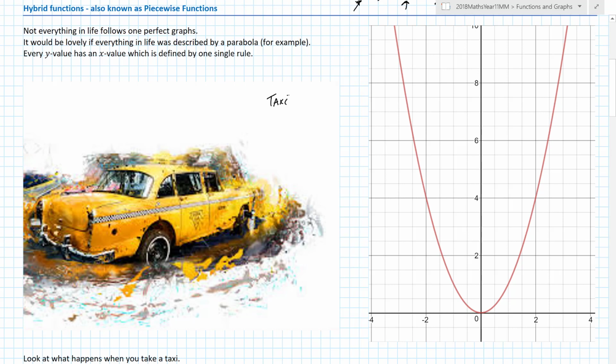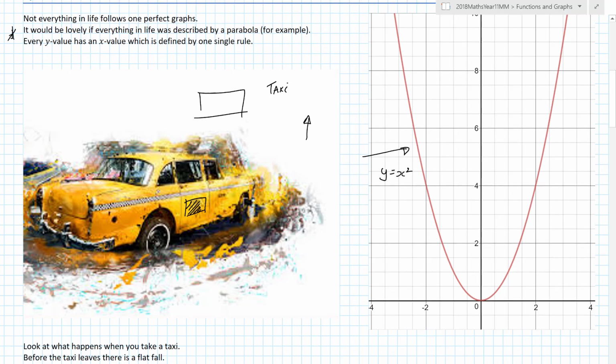Then what you'll notice is after a certain distance, the cost of the taxi starts to go up. And then after a certain distance, even more so, it gets faster and faster. Now, most cabs will have some information on the door that tells you the cost per kilometre at certain times. It would be great if everything in life could be described by a parabola. And here is my favourite parabola, y equals x squared. But it isn't, and the cab is a brilliant example.